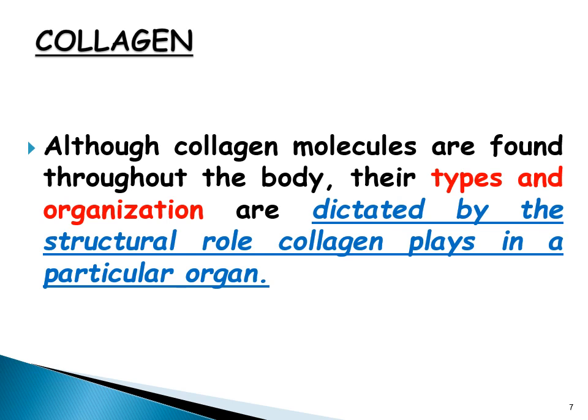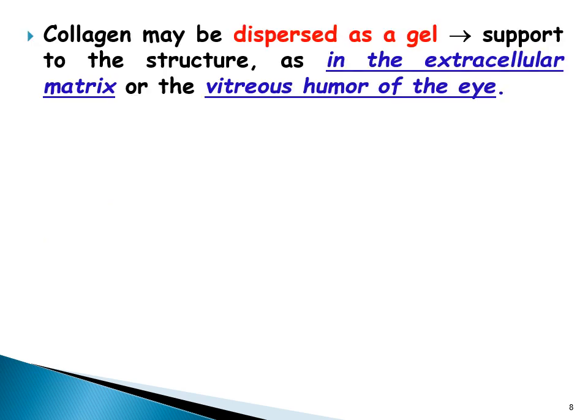Although it's the most abundant protein and it's found almost throughout the body, depending upon the particular organ, the collagen plays different structural roles depending upon its type and organization. For example, collagen is present as a gel, dispersed as a gel, and supports structures such as the extracellular matrix or the vitreous humor of the eye.